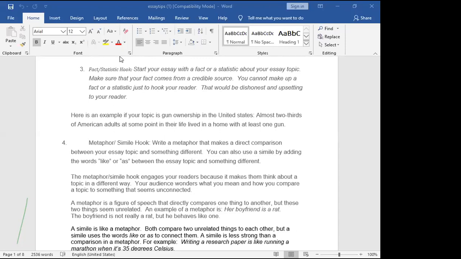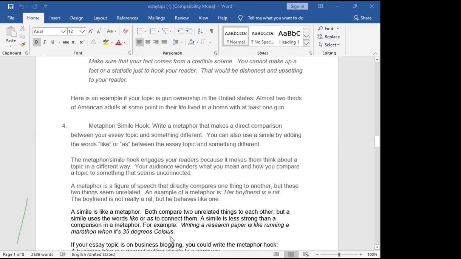Okay? A simile is like a metaphor. Both compare two unrelated things to each other, but similes use words like or as to connect them. A simile is less strong in terms of comparison than a metaphor. We can say here, Aisha is a lion. That is a metaphor. What do we mean by that? Aisha's character resembles that of a lion. She's brave, she's strong, and she never fails to speak her mind.